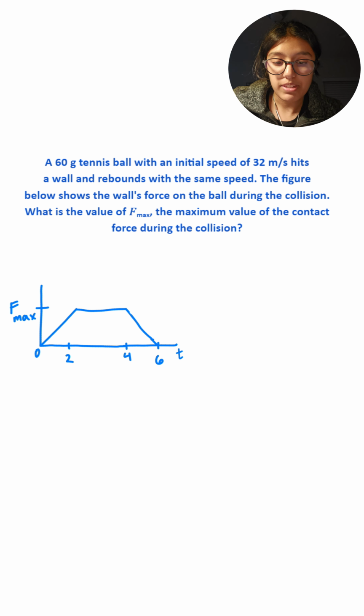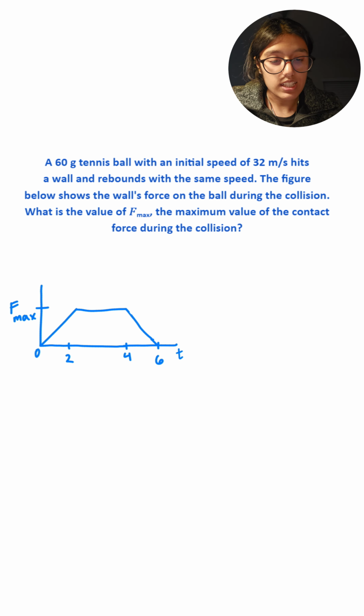A 60-gram tennis ball with an initial speed of 32 meters per second hits a wall and rebounds with that same exact speed. The figure below shows the wall's force on the ball during the collision. What is the value of F max, the maximum value of the contact force during the collision? So as I said before, we are going to involve some impulse equations over here.